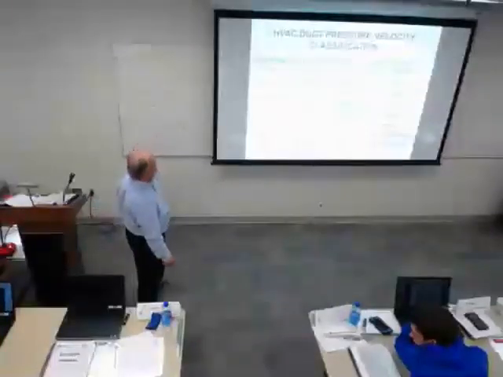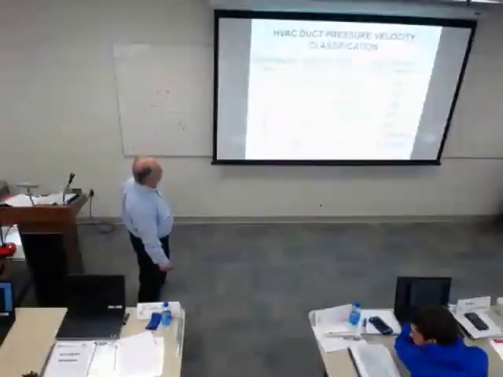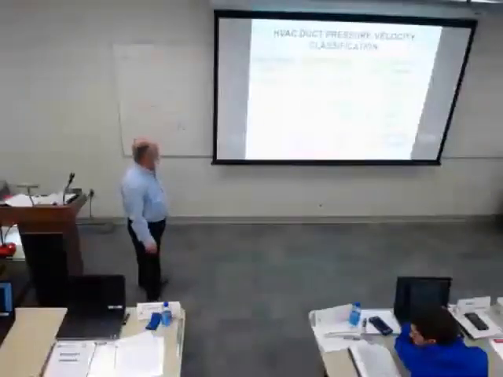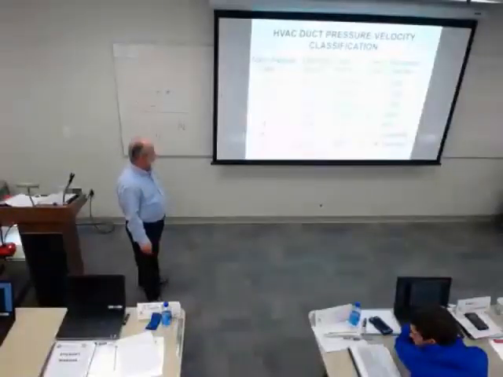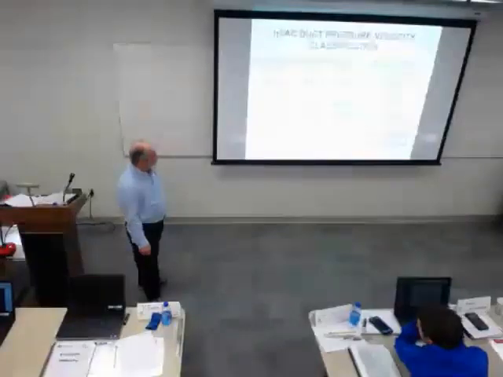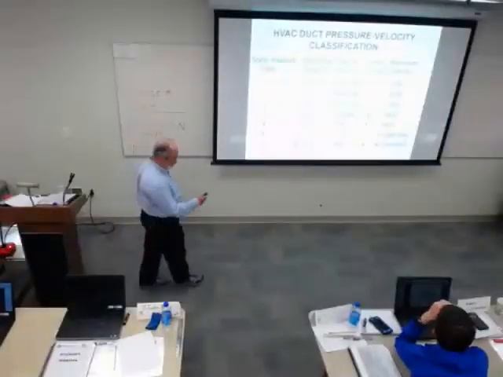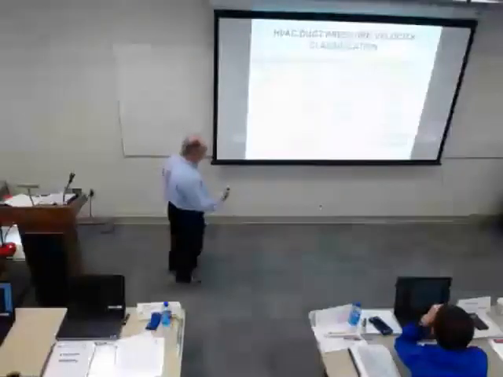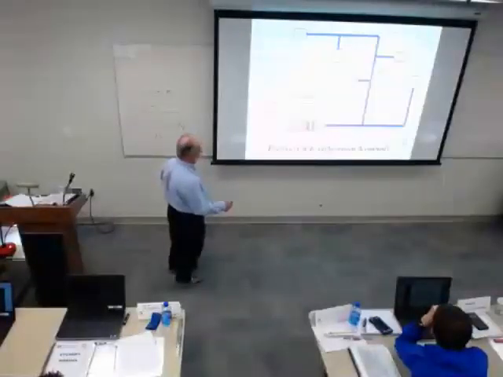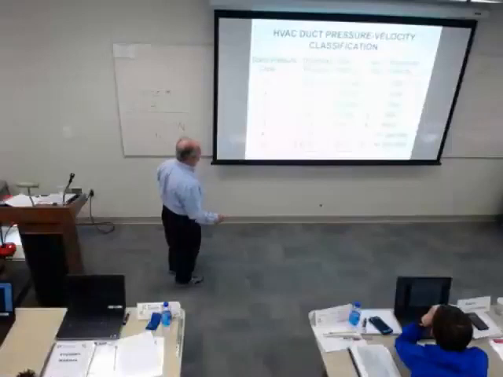All right, so here are the duct pressure classes, 1/2 inch through 10 inch water gauge. And then there's the corresponding operating pressure. And you'll notice that some of these aren't rated for negative pressure.